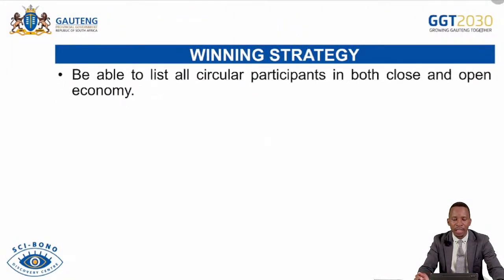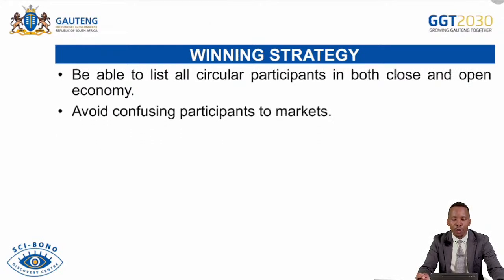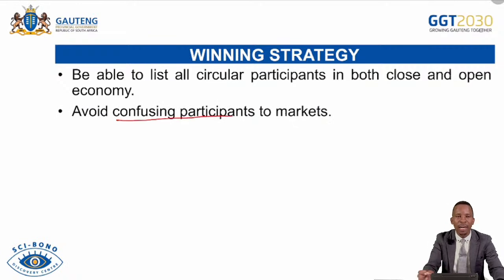So how can you win in this? Be able to list all circular flow participants in both closed and open economy. Avoid confusing participants to markets. That is one issue that we come across. You normally confuse participants to what? To markets. If you are required to mention participants, you list markets. If you are required to list markets, you list participants. Always ensure that you do what is supposed to be done.